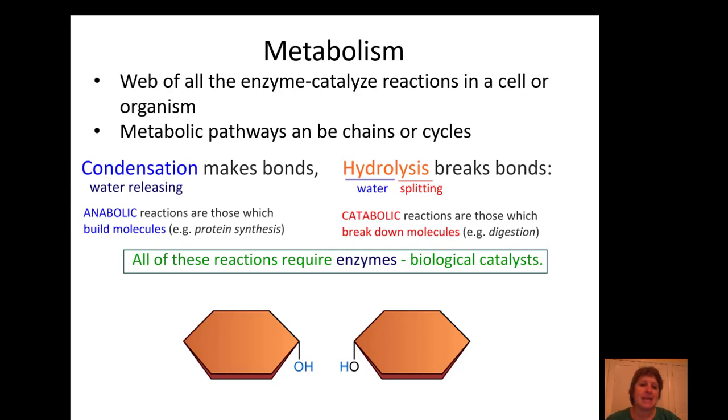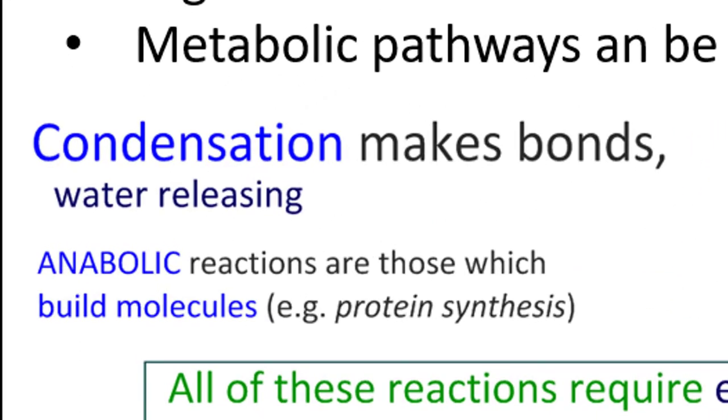So we have 2 main categories of our metabolic reactions. We have reactions that make bonds, and we have reactions that break bonds. So it doesn't matter which one you're talking about. All of these reactions require enzymes, which are our biological catalysts. So when we're making bonds, we call this a condensation reaction. We call it condensation because just like when you are going outside and you notice a buildup of water, called condensation. So condensation means water releasing.